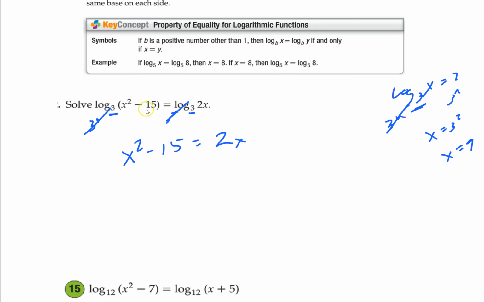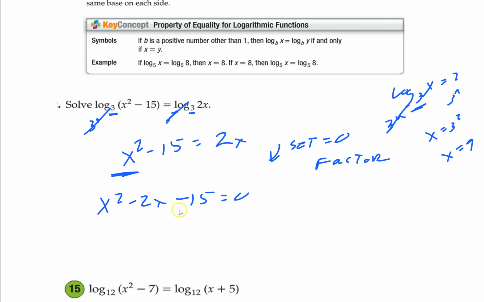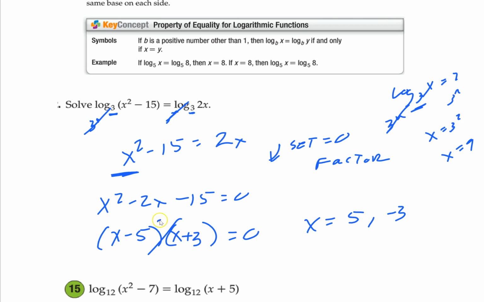Anyway, remember the way you have to solve this? It's a quadratic. Set equal to 0 and factor, like we always do. Semester 1's back again. So set equal to 0. Subtract 2x from both sides, so it's a negative 2x, and we're going to factor. Two things that multiply to get negative 15, that's 5 and 3. The middle is negative, so 5, the bigger number, is negative. Split it, and I get x equals 5 and negative 3, right? Set that equal to 0, zero product property.